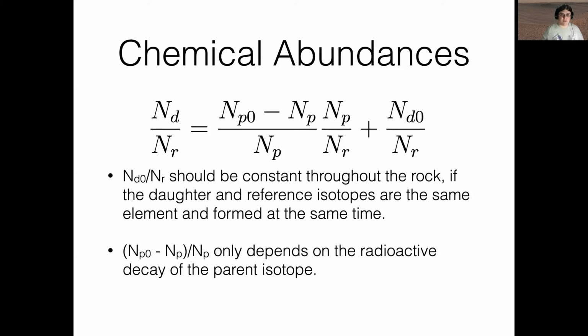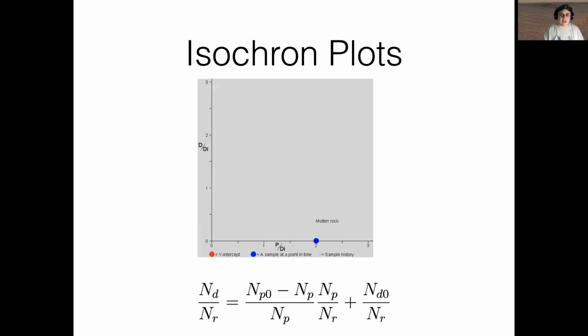We measure NP over NR and ND over NR in many spots in the rock. And if the rock is all one age and started well mixed, so that daughter isotope and reference isotope were the same throughout the rock, then all the data should fall in a line. And the slope of the line should tell us the age of the rock. This is called an isochron, same time.